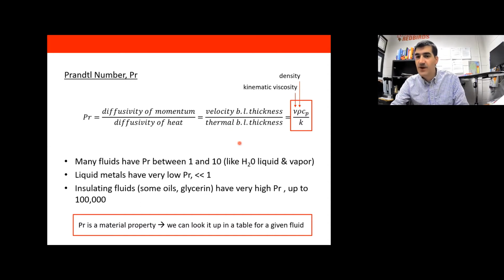All right, so the takeaway is that the Prandtl number gives us this ratio right here. We can calculate it using this equation if I give you these terms, or you can also just look it up in a table.